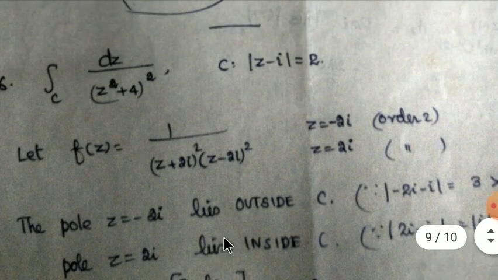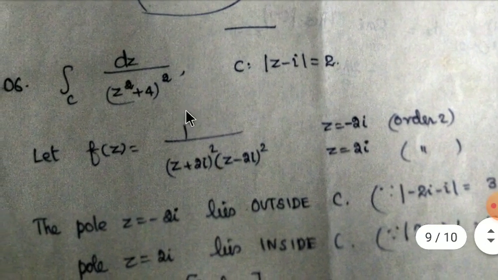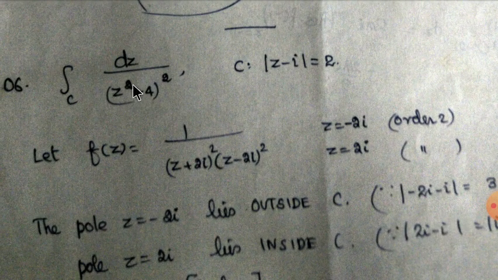Let us see the last example in this Cauchy's integral formula. Integral over c dz by (z squared plus 4) whole squared, where c is mod z minus i equal to 2.